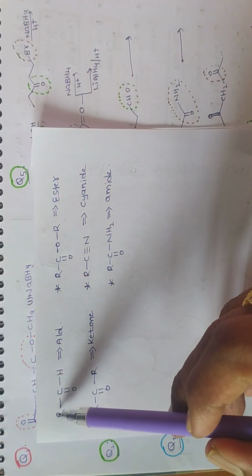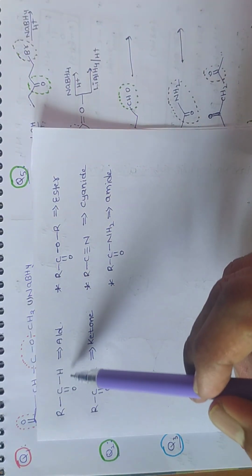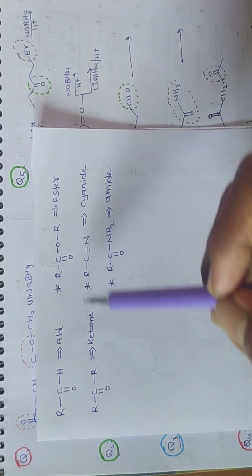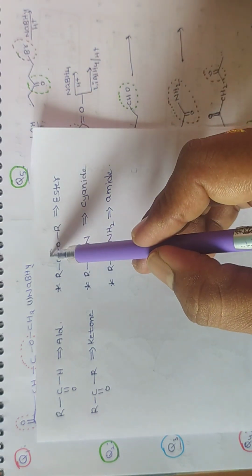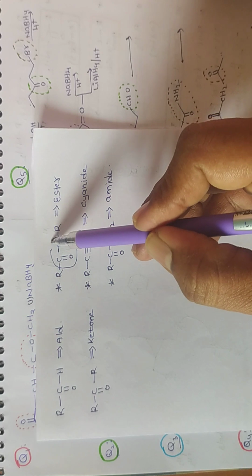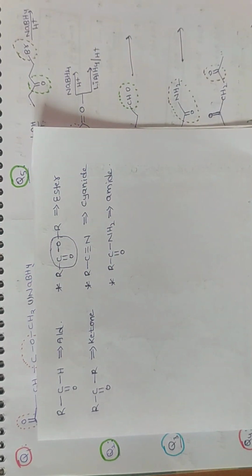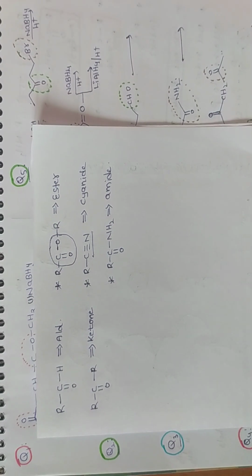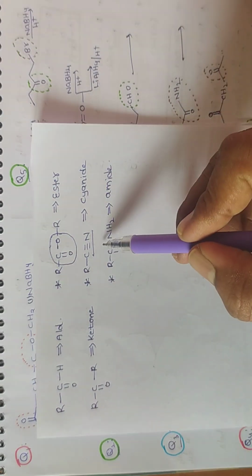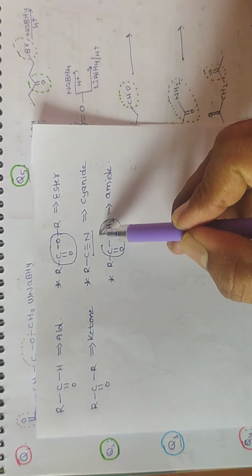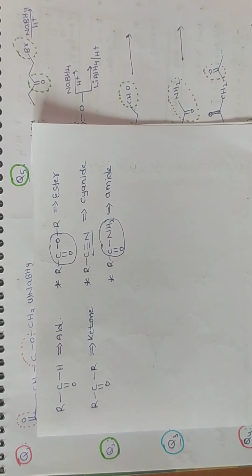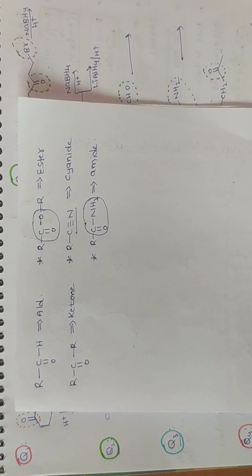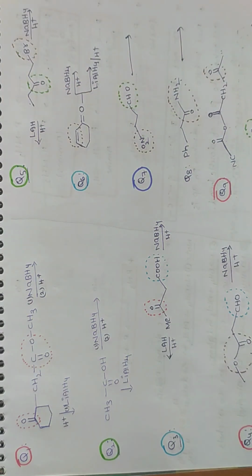Now, if the RCHO functional group is there, it is called an aldehyde functional group. RCOR means ketone. RCOOR, with a C double bond O, is called an ester functional group. RCN is a cyanide functional group. RCONH2 is called an amide functional group. That was the identification of functional groups. Okay, now we'll solve the questions.